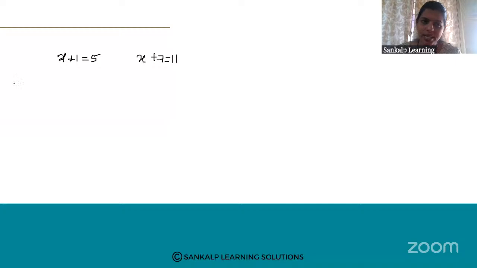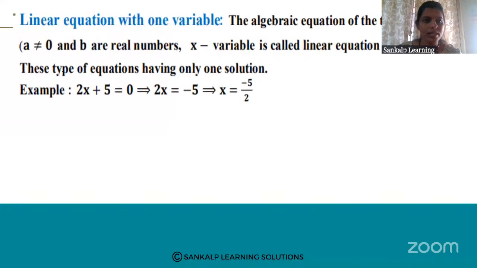Why? Because it contains three parts: the LHS part, the equal to sign, and the RHS part. Right? In an equation, we observe three parts, that is LHS part, equal to sign, and RHS part. Okay. So next, first it is equation with one variable.